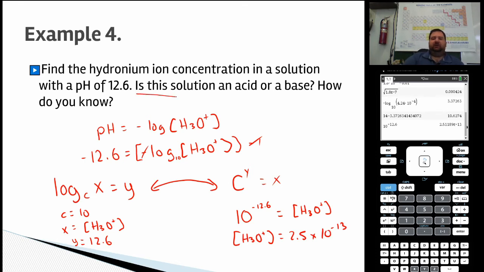Is this solution an acid or a base? Well, I could try to look at this and figure it out, but I don't really need to. Why? It has a pH of 12.6. If the pH is greater than 7, what is it? It's a base. That's how we know.